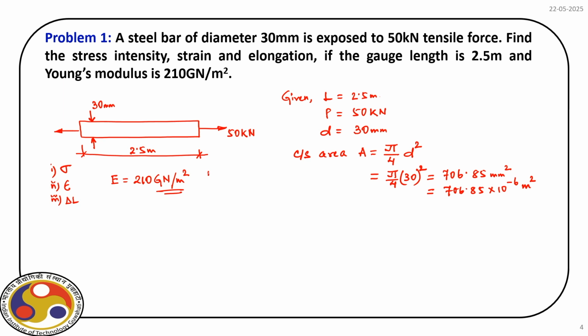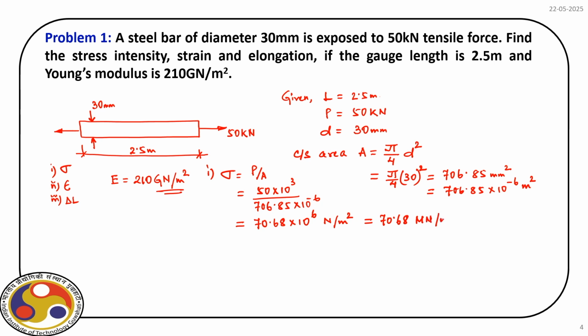So, the first thing we can calculate is stress intensity sigma, which is equal to P by A, and this is nothing but 50 into 10 to the power 3 divided by 706.85 into 10 to the power minus 6, and then it comes out 70.68 into 10 to the power 6 Newton per meter square, which means the stress is 70.68 mega Newton, because it is 10 to the power 6. So, mega Newton per meter square.